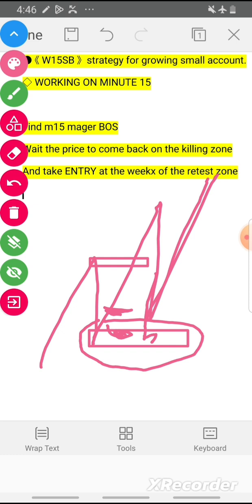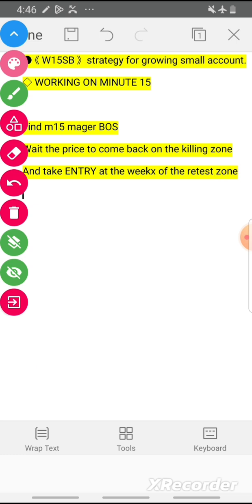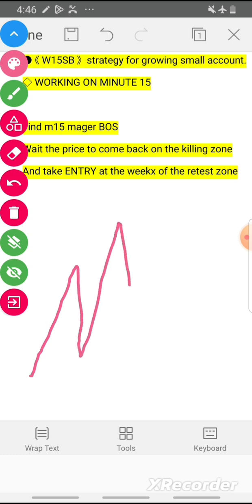Before you do that, you always have to wait to see if the market is doing like this. Are you getting the point? And finally it does like this. Are you getting the point? Like that. And you are waiting here for the market to come back.